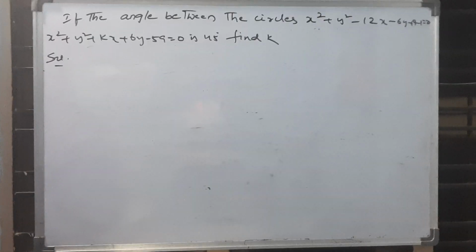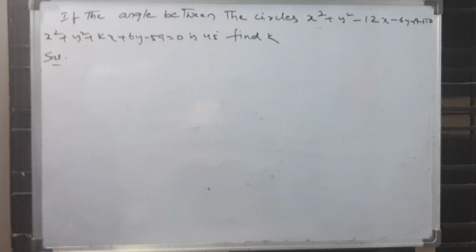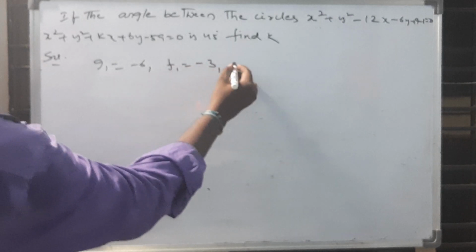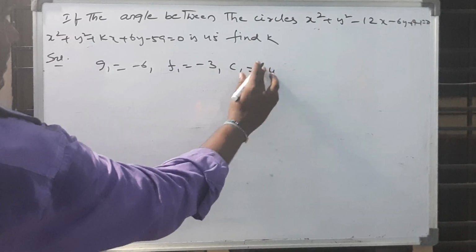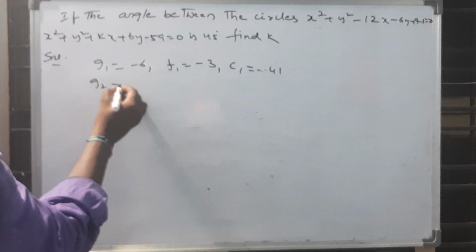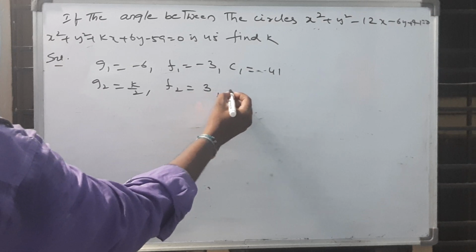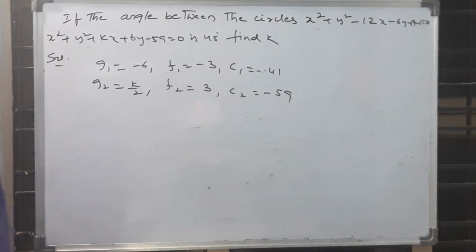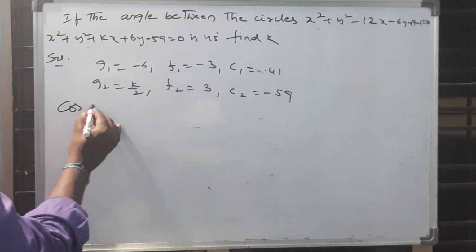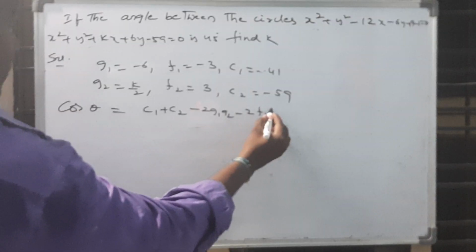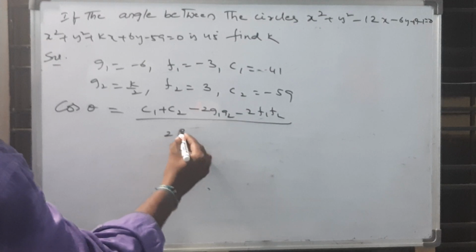So, what is the given circle equation? x square plus y square minus 12x minus 6y plus 41 equal to 0. Here g1 is minus 6, f1 is minus 3, c1 is 41. So g2 is k by 2, f2 is 3, c2 is minus 59. So we know the cos theta formula. What is the formula for cos theta? c1 plus c2 minus 2 g1 g2 minus 2 f1 f2 by 2 r1 r2.